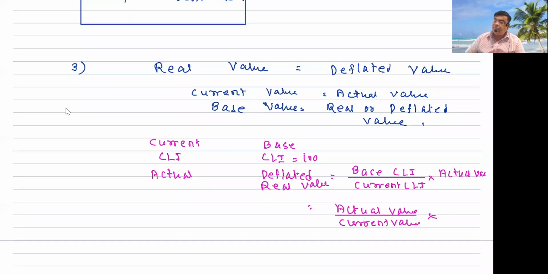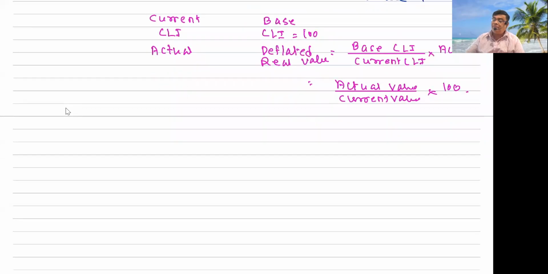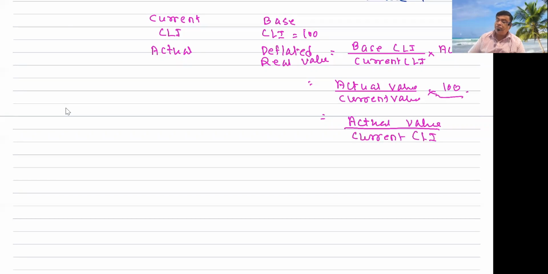And multiplied by base CLI, but base CLI is generally taken to be 100. That 100 can be dropped because it is not mandatory. You can just write this as actual value over the current CLI. You can also write like this. For a theory question, you may need it, and for solving the problems, anyway, we will make the table.